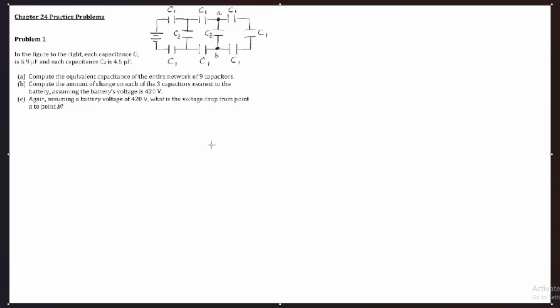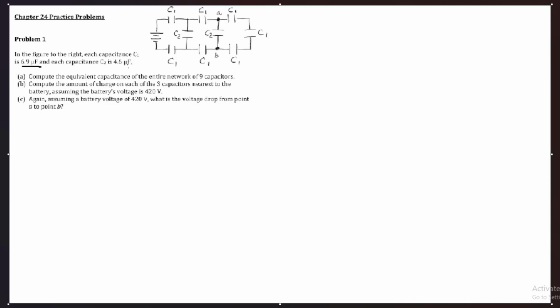Hey guys, so I'm currently studying for my physics midterm, and I'm going over chapter 24, 25, and 26 chapter problems, and these are chapter 24. First we have to see what we're looking at, right? We're looking at a circuit with 9 capacitors in total, with the C1 and C2.